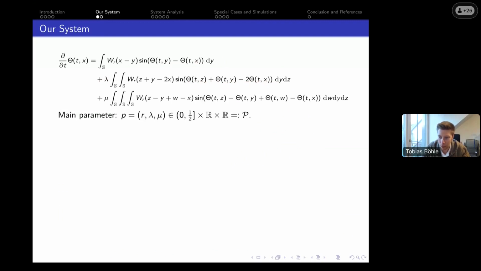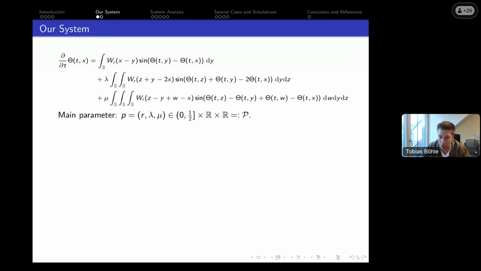And then we have also added a quadruplet interaction. So here 4 oscillators z, y, w, and x interact with each other, and mu is the strength of these quadruplet interactions.